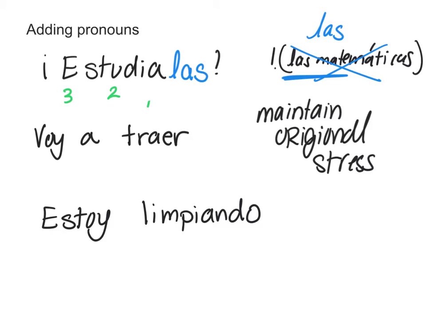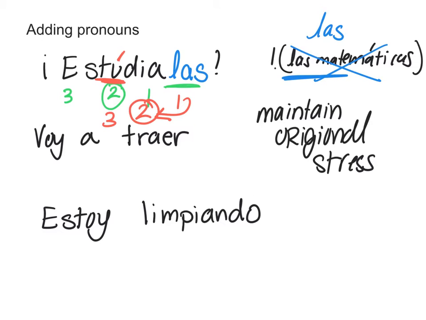So our stress, if this is a rule follower, was on the second to last. We need to make sure that now when we add the las on, our stress is still on the second to last. But when we recount this word now, the second to last is in a different place. So our rule now says it should be here, but it's not. We need to keep it where it was. So we're going to accent that, because now it's a rule breaker, because now it should be estudialas according to the rules. So remember, the idea is maintain the original stress.